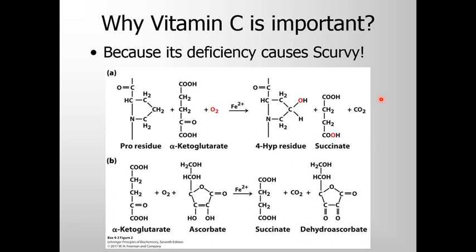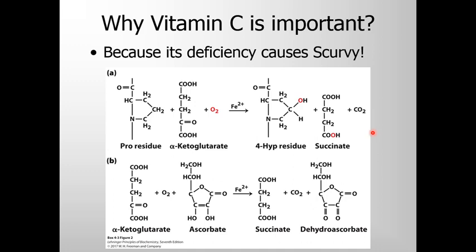Now, the question is, how does ascorbate or ascorbic acid or vitamin C help in preventing scurvy? That has to do with this chemistry here. Prolyl hydroxylase, the enzyme, converts prolines to 4-hydroxyproline. In this process, the enzyme uses alpha-ketoglutarate and molecular oxygen in the presence of iron in the +2 state. And this results in succinate and carbon dioxide.